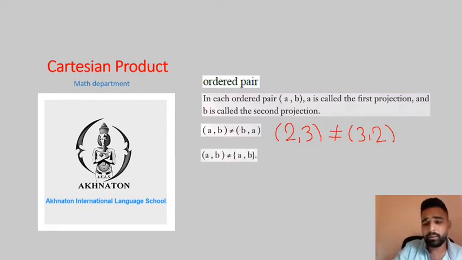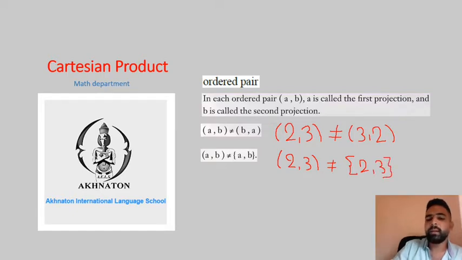The ordered pair (A, B) is not equal to the set {A, B}. For example, if you have the ordered pair (2, 3), that's not equal to the set {2, 3} in braces. Okay, 2 and 3 in an ordered pair is not equal to 2 and 3 in a set. So the ordered pair is not equal to the set.